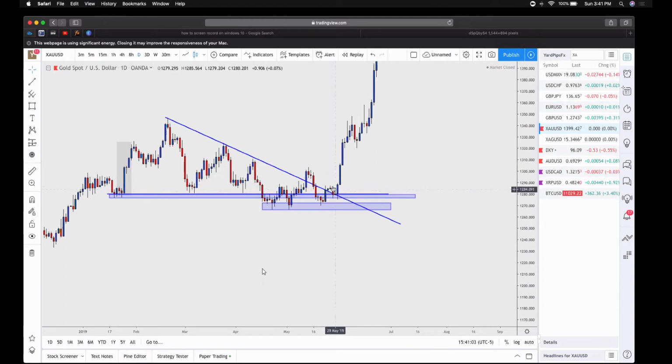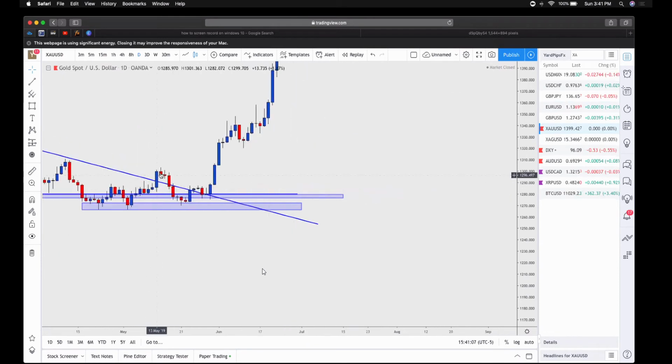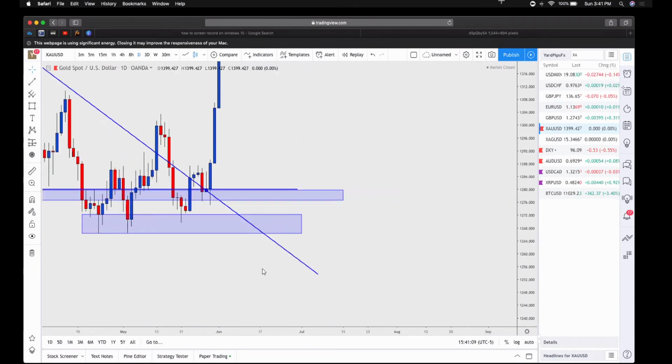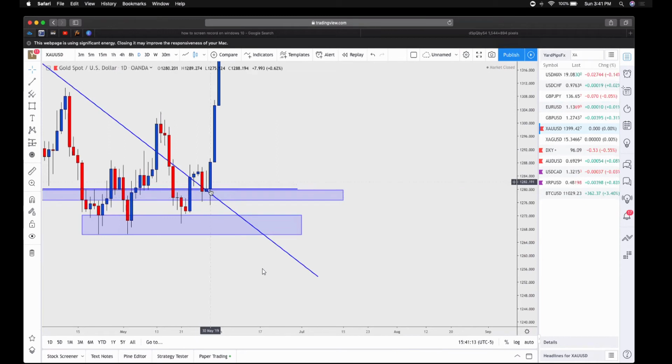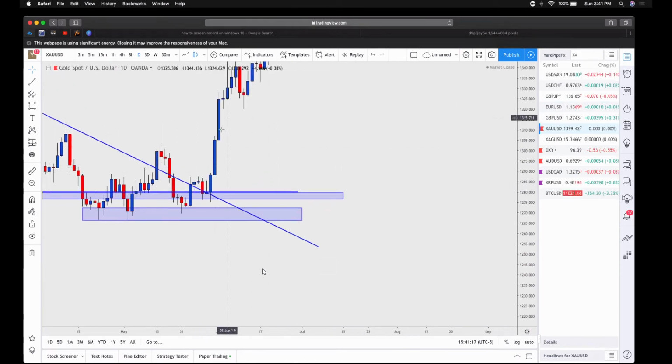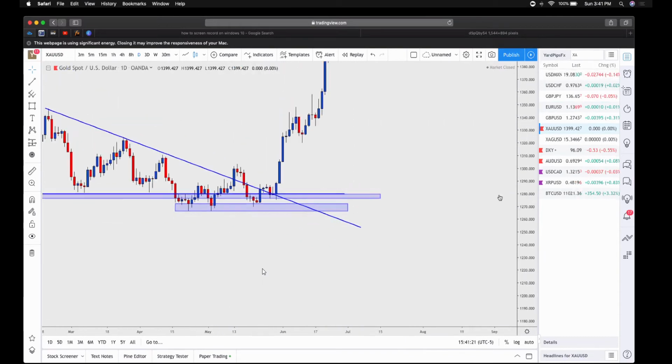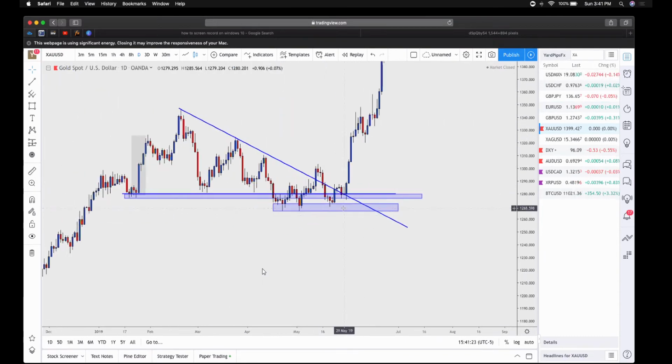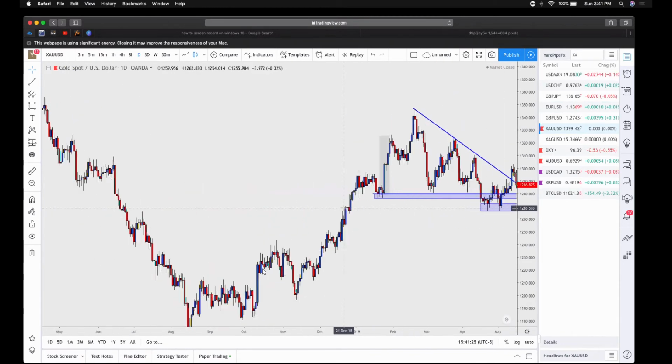But look at the trend line. Break and retest of the trend line. Look at that. Momentum in these candles. Remember, decision candles. These are very bullish decision candles, right? So gold normally does a lot of supply and demand.